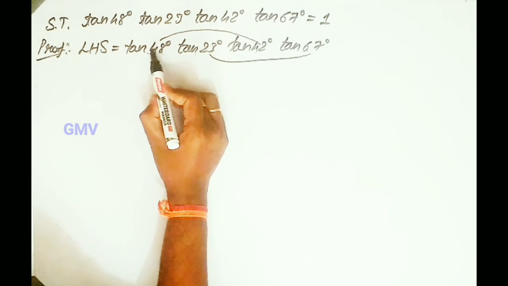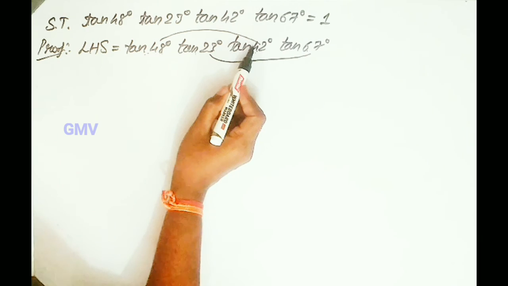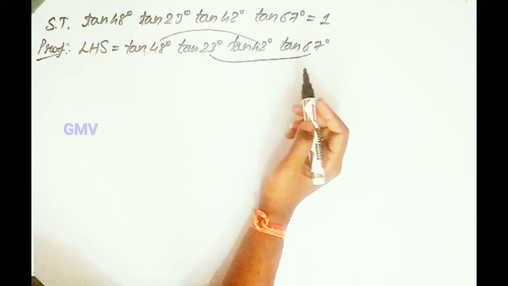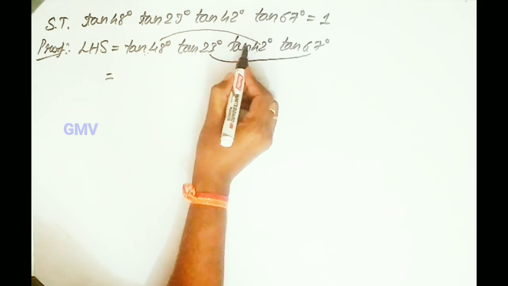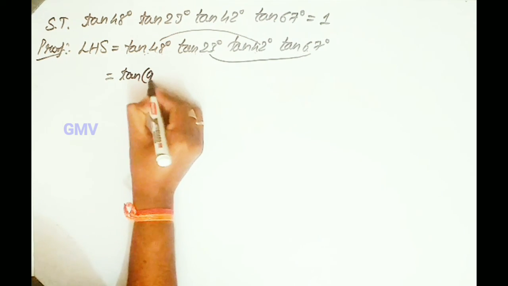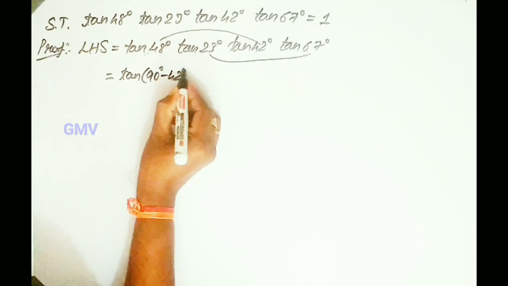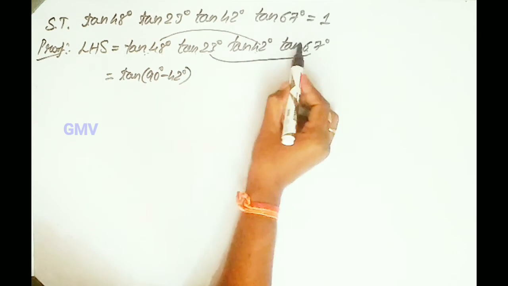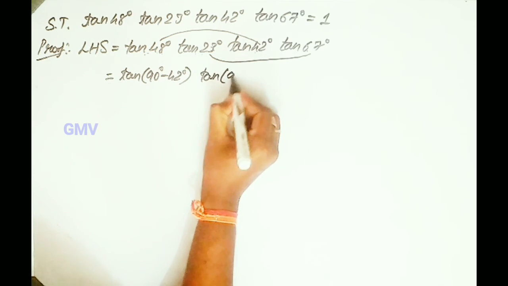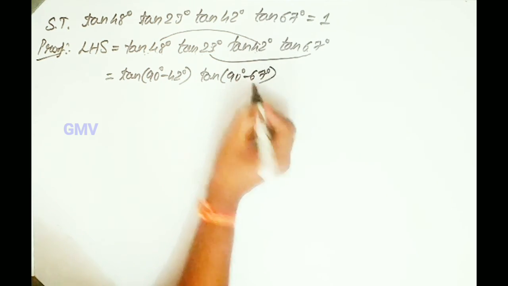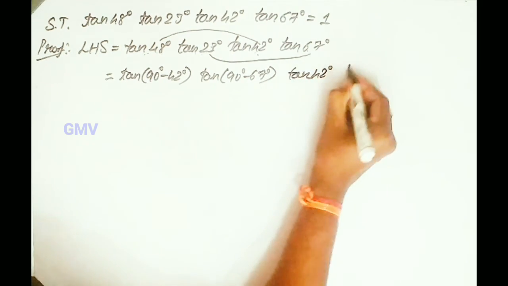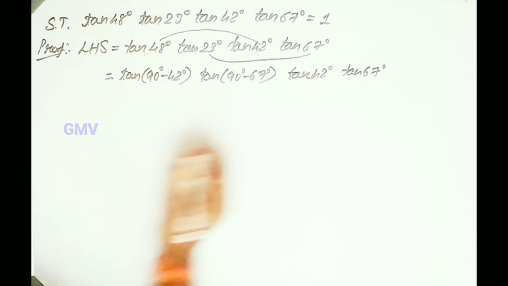So we have to change either tan 48 degrees or tan 42 degrees, and either tan 23 degrees or tan 67 degrees. So in these two, I will convert this one. Tan 48 degrees can be written as tan (90 degrees minus 42 degrees). Now in these two, I will change this one. So tan 23 degrees can be written as tan (90 degrees minus 67 degrees). And these two will be written as it is: tan 42 degrees into tan 67 degrees.